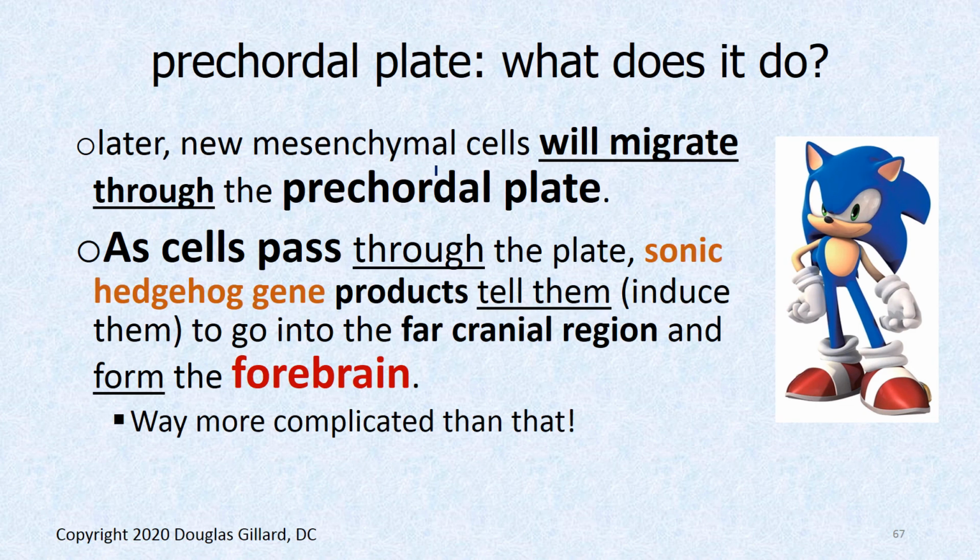Okay, so these new mesenchymal cells will migrate through the prechordal plate. As soon as they pass through, and this is after the prechordal plate is formed, the sonic hedgehog gene products will tell them to go form the forebrain.